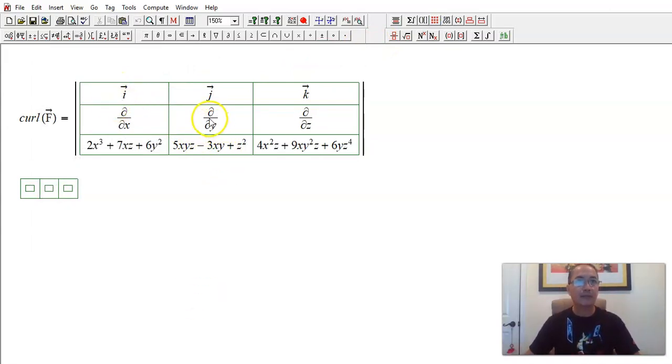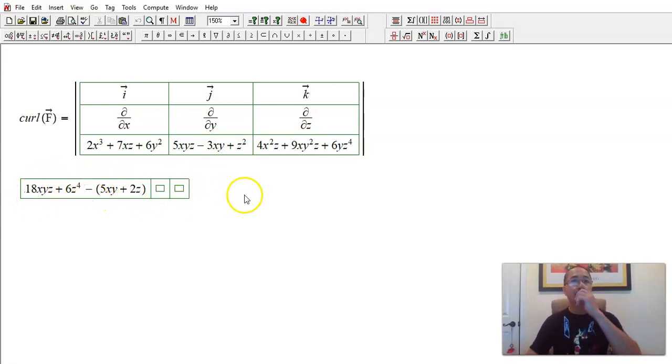For i, partial with respect to y of this. There's no y there. I see a y there, so I'll copy that, and 9 becomes 18. x stays, y. Oh, there's another y there, so we're going to get 6z to the 4. Okay, there you go. And then backwards, partial with respect to z, that's going to have a minus sign. Oh cool, there's a 5xy there. That was 0, and then 2. Anything simplifies? I don't think so.